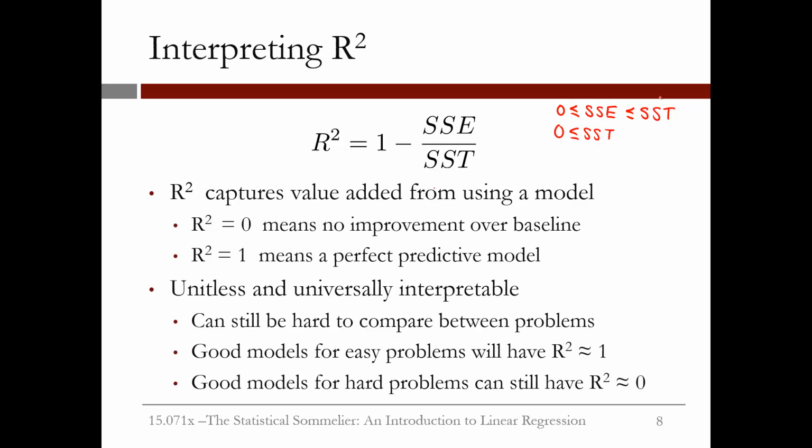R squared is nice because it's unitless and therefore universally interpretable between problems. However, it can still be hard to compare between problems. Good models for easy problems will have an R squared close to 1, but good models for hard problems can still have an R squared close to 0. Throughout this course, we will see examples of both types of problems.